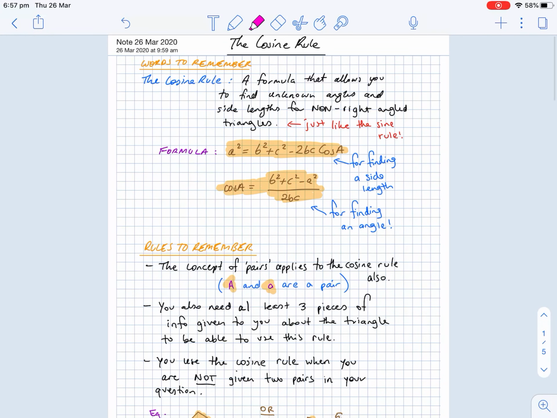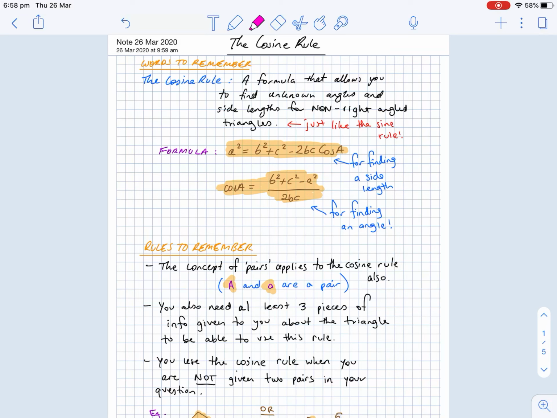Hi guys. Today we're going to be dealing with the cosine rule. The cosine rule is a formula that allows you to find unknown angles and side lengths of non-right angled triangles. So it's very similar to the sine rule. Sine rule pretty much does exactly the same thing, but the cosine rule is a completely different set of formulas.